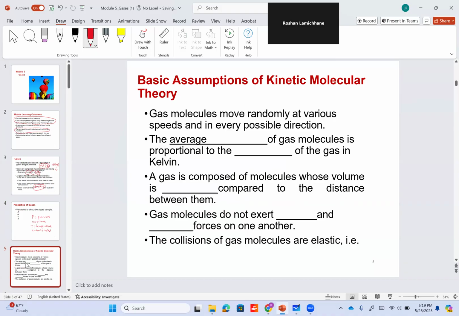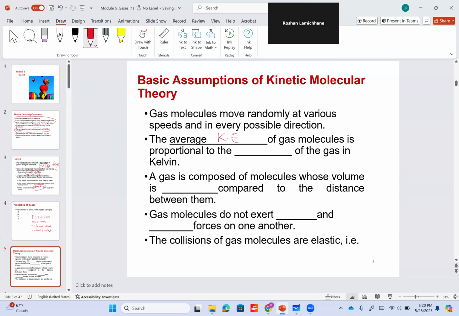Now we're going to talk about the kinetic molecular theory of gases. We derive all these equations, Boyle's law, Charles' law, PV = nRT, the ideal gas law, and all of these are based on these basic assumptions. The first one is straightforward: gas molecules move randomly at various speeds and in every possible direction. The second one is the average kinetic energy.